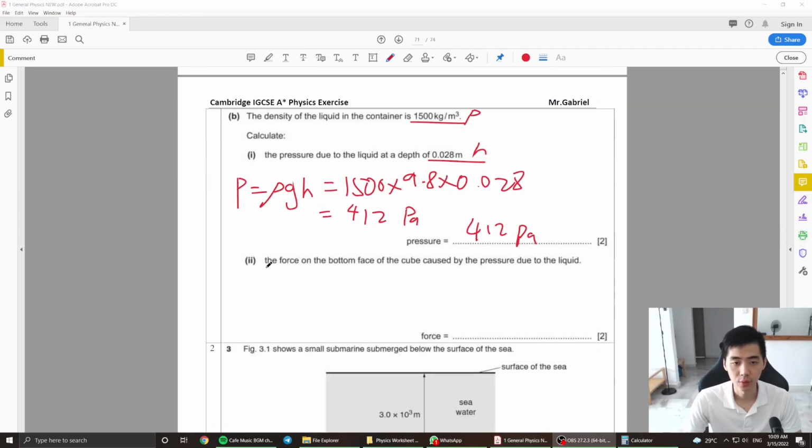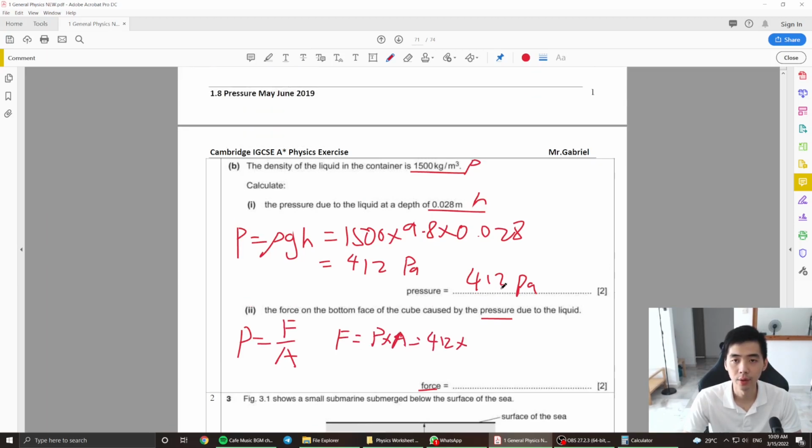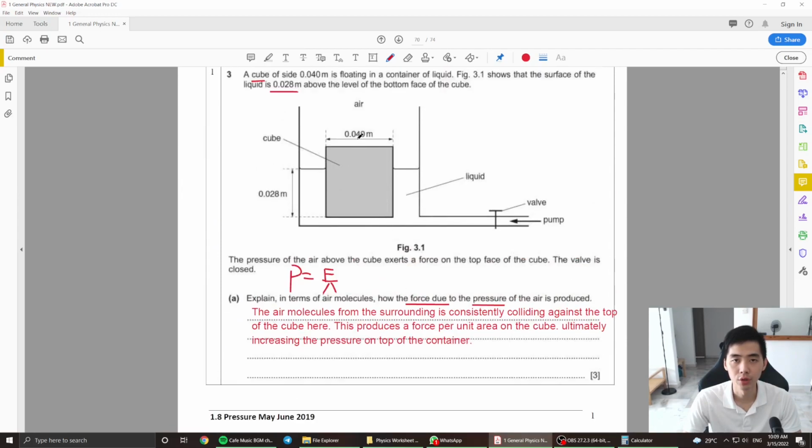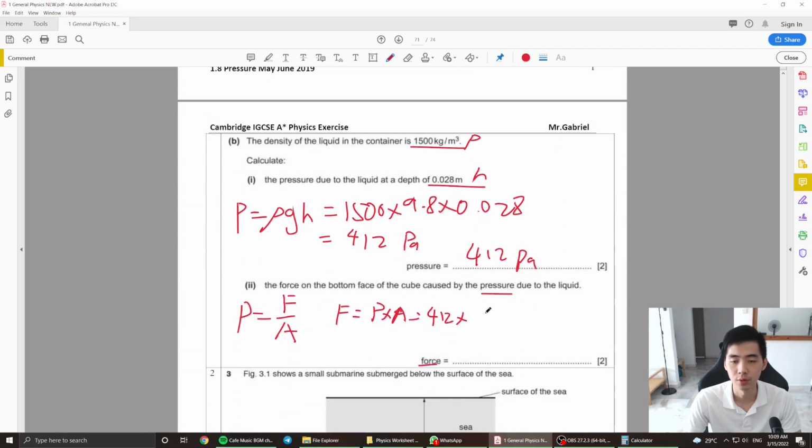And finally, the last question: the force on the bottom of the face caused by the pressure due to the liquid. If I have force, I have pressure, right? All I need to do is use pressure equals force over area. Force will be equal to pressure multiplied by area. The pressure here will be 412, right? The area would have been how much? 0.04 times 0.04 because it's a cube, right? So it's basically 0.04 squared.